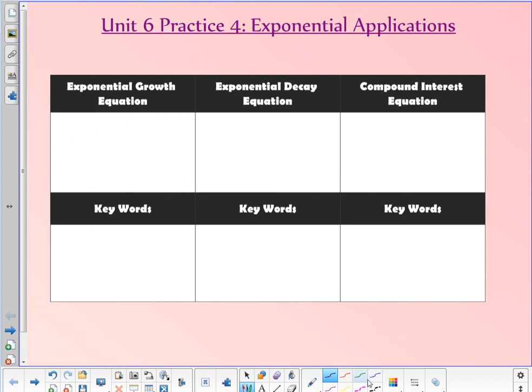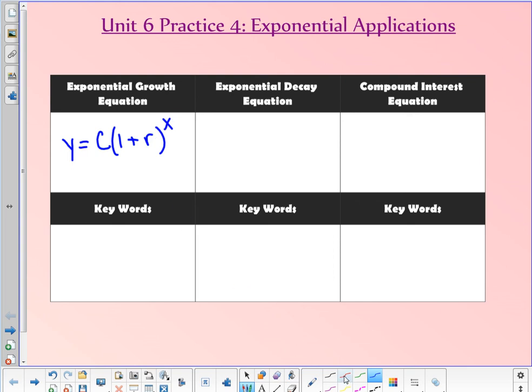It looks like this. I have y equals that c value, that starting value, times 1 plus the growth rate to the x or t power. Sometimes we use x, sometimes we use t. So that c value is the starting value, the r is the growth rate, and the x is the time.